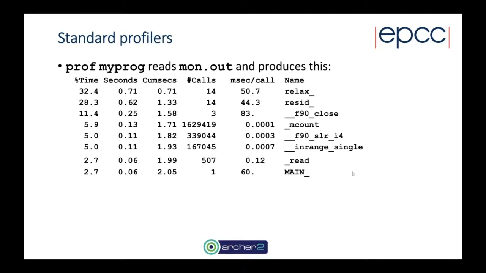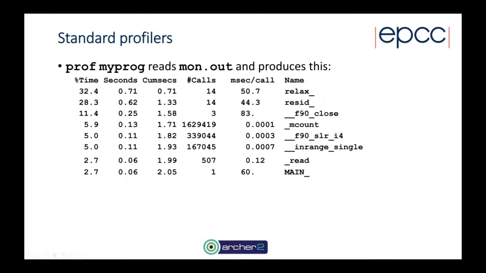So here prof is telling me that my program had a number of function calls, which are down the side here: relax, resid, read. Each of those functions was called a number of times, so relax and resid were called 14 times each. And proportionally out of the program, relax took about 33% of the runtime, resid took about 28% of the runtime, and then some other things took more time. Okay. And so there's useful information here.